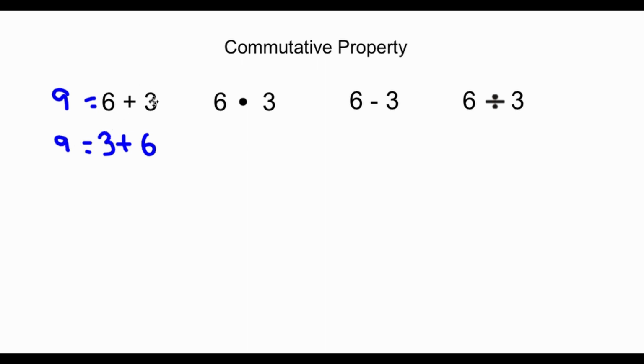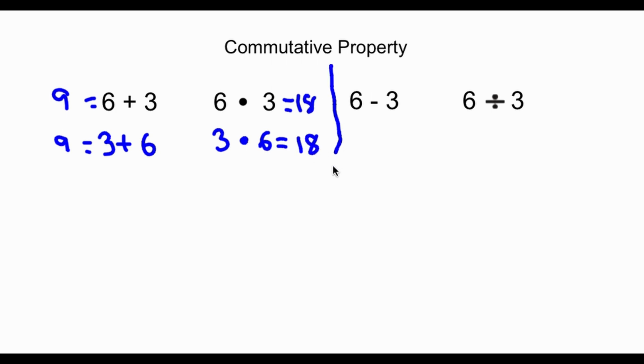And because you could swap the 3 and the 6 without changing the answer in the end, we say that you can use the commutative property with addition. Now we can try the same thing with multiplication. We can swap the 3 with the 6 and make it 3 times 6. We'll notice that 6 times 3 or 3 times 6 gives us the same answer, in this case 18.